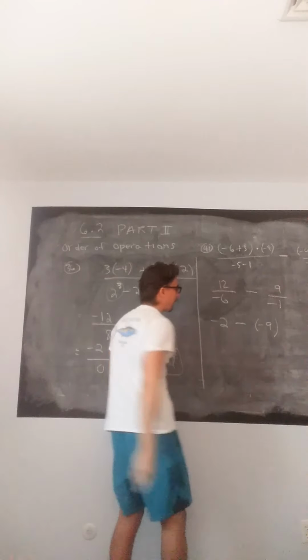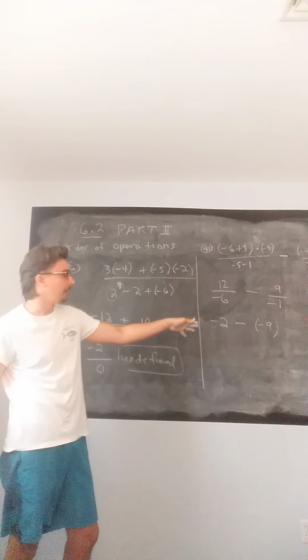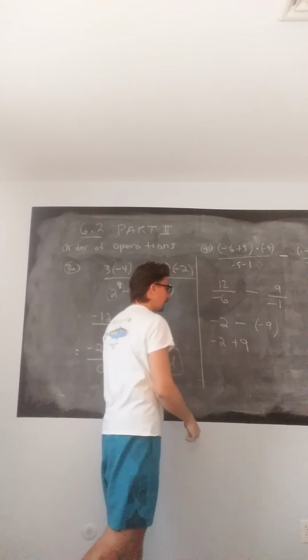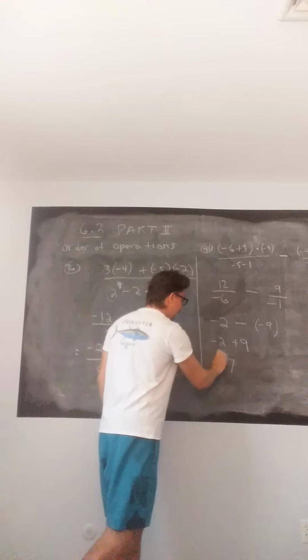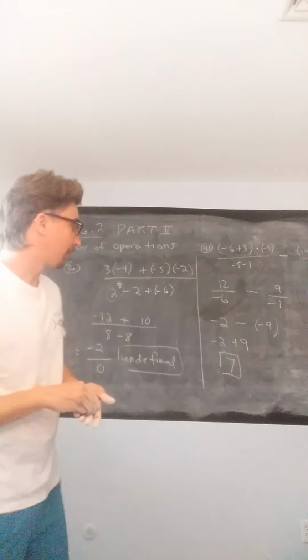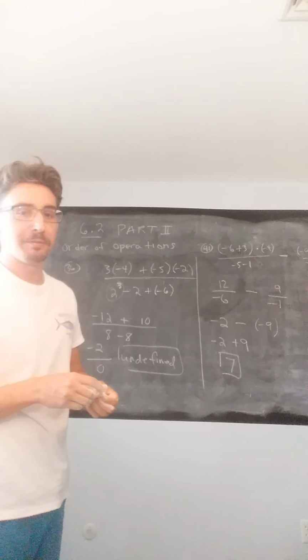So we have negative 2 minus a negative 9. This means negative 2 plus 9, and negative 2 plus 9 would be a positive 7. So that's how that one works out. It looks really ugly in the beginning, but it actually turns out to be very nice in the end.